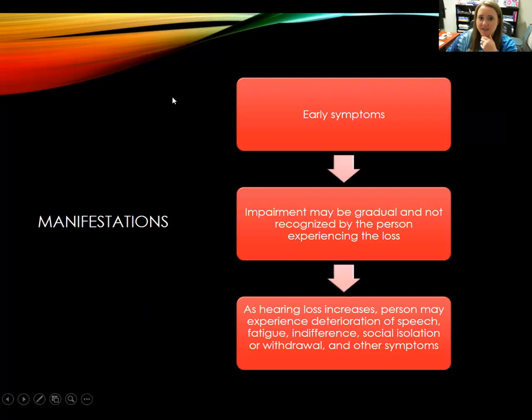So what are some manifestations? Tinnitus. Tinnitus is the perception of sound, often ringing in the ears, or a buzzing sound in the ears. That's kind of how people describe it. Chart 64.2 has a little chart about hearing loss, and I would look over that chart.